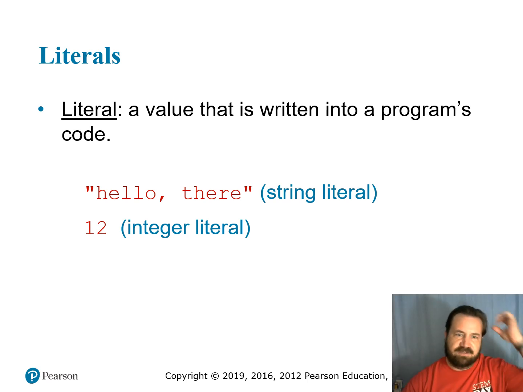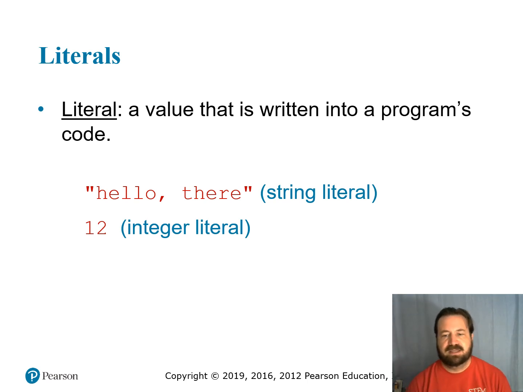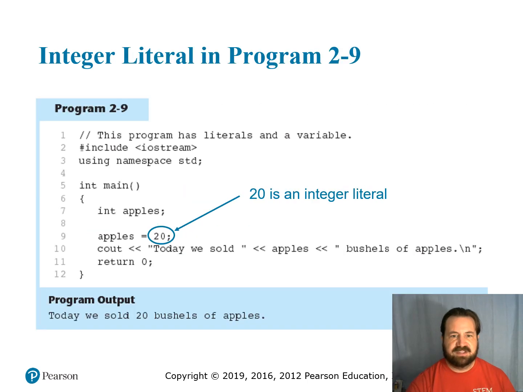In contrast to a variable, a literal is a value that's just written straight into a program's code. For example, "hello there" is a string literal. 12 is just an integer literal. Okay, an integer, if you're not familiar with that term, is like a whole number, a number that does not have a fractional part, does not have a decimal point in it. Okay, this is an example of using an integer literal in a program. We assign it to the variable apples, and then when we call variable apples in this output statement, it already has the value 20 from that integer literal.